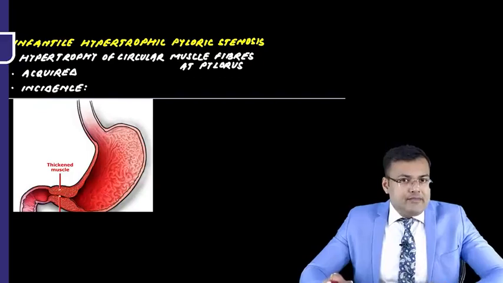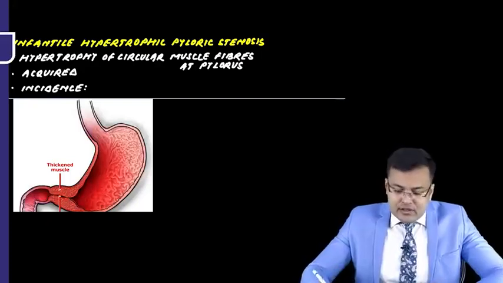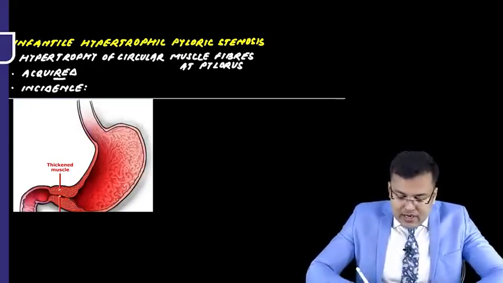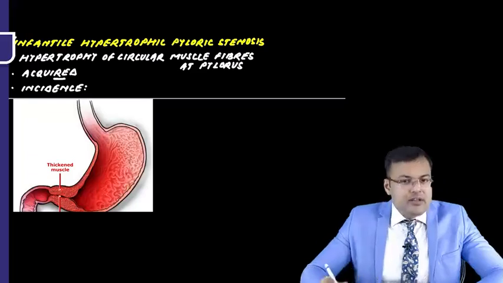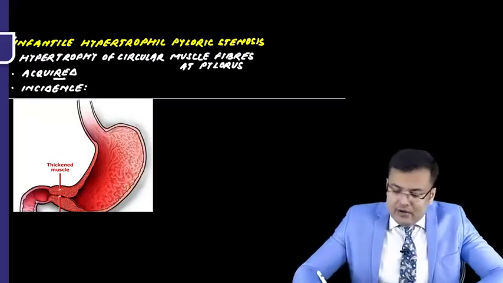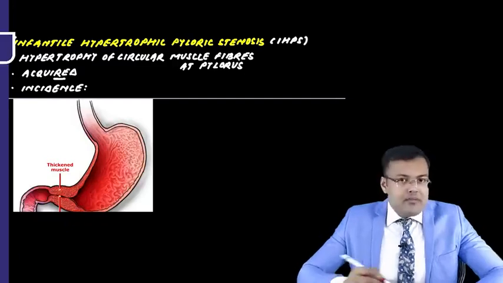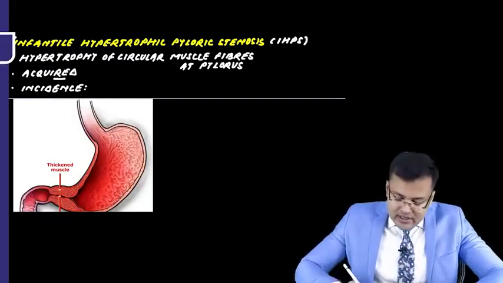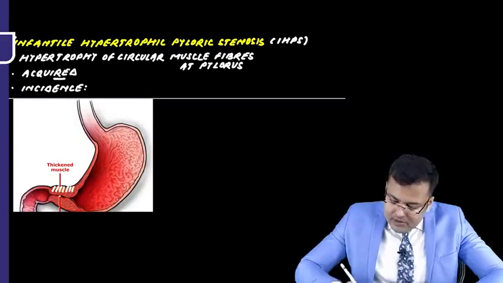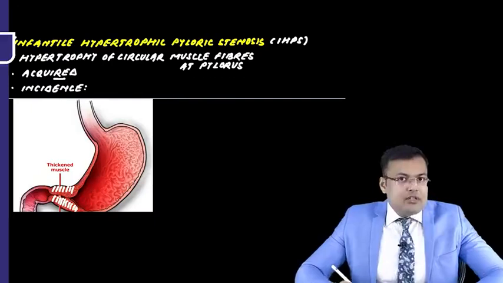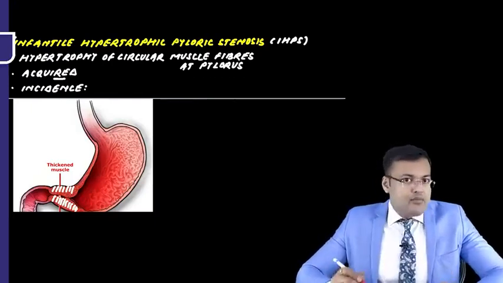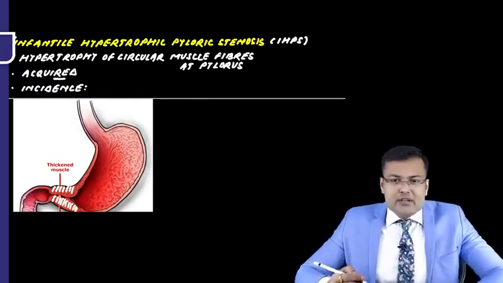Next condition is infantile hypertrophic pyloric stenosis. Previously it was known as congenital hypertrophic pyloric stenosis, but you know that this is acquired. That's why the name has been changed. It is infantile hypertrophic pyloric stenosis or IHPS. What is the problem in IHPS? It is characterized by hypertrophy of circular muscle fibers at the pylorus, and because of this hypertrophy, there is obstruction.